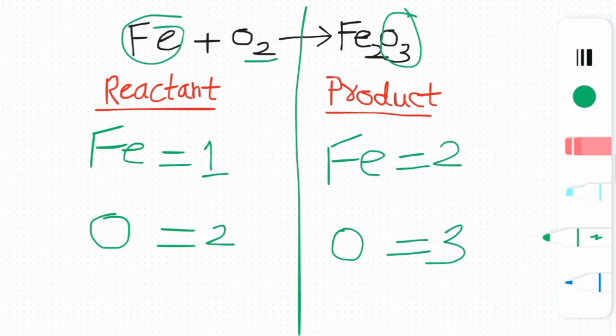Find the least common multiple, 6. Place a coefficient of 3 before O2 and a 2 before iron(III) oxide.